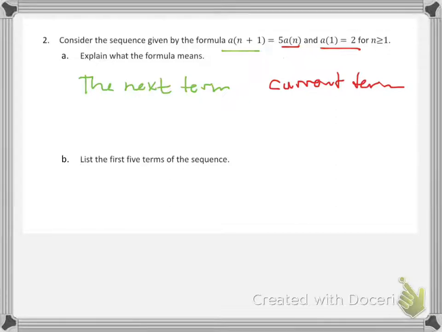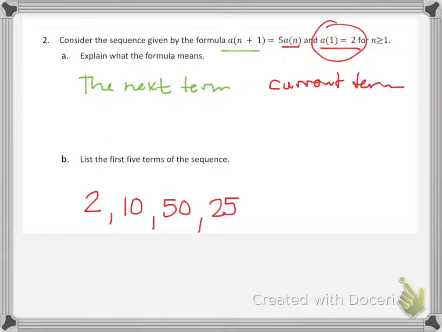List the first 5 terms. Well, if the first term is a 2, as it says here, and the next term is equal to 5 times the current term, well, 2 times 5 is 10. And the next term is 5 times that, so that's 50, and the next term is 5 times that. That's 250, and the next term is 5 times that, and that's 1250.